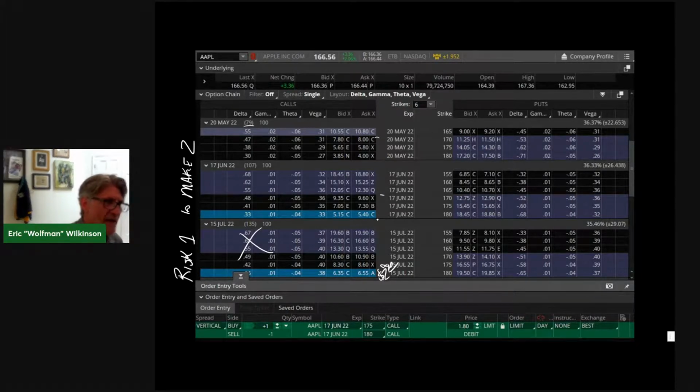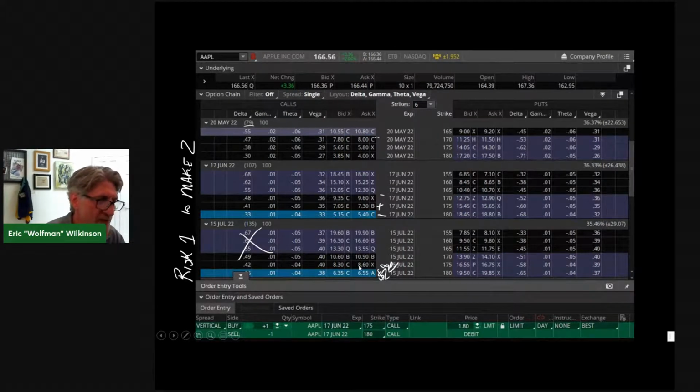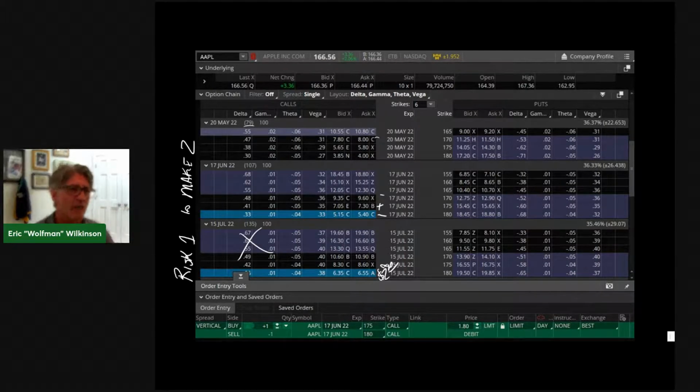Now with this, I'm looking to buy these and sell these. Selling the 180s helps me finance the long, right? You can obviously tell if I just bought these 175s, it would have cost me $8.60. Yes, I am limiting my reward, but I'm limiting my risk. I'm reducing my risk by limiting some of my reward.